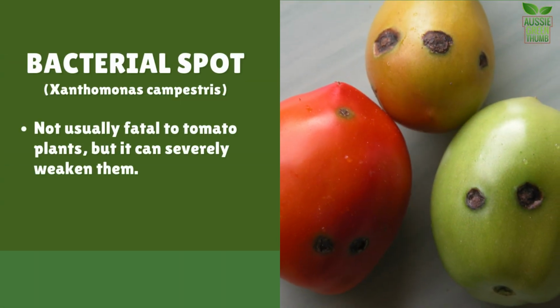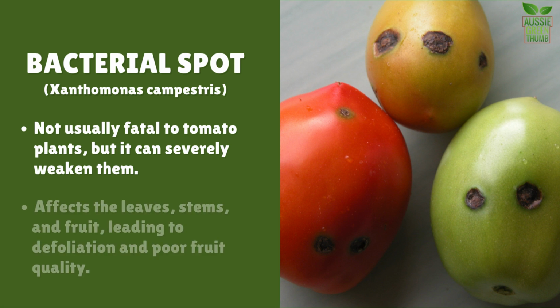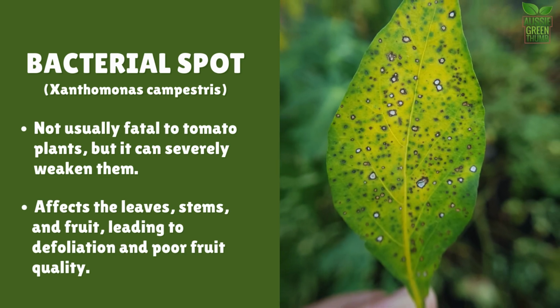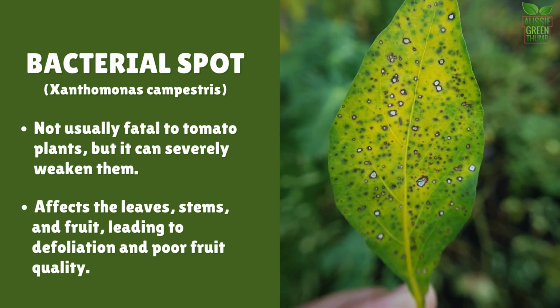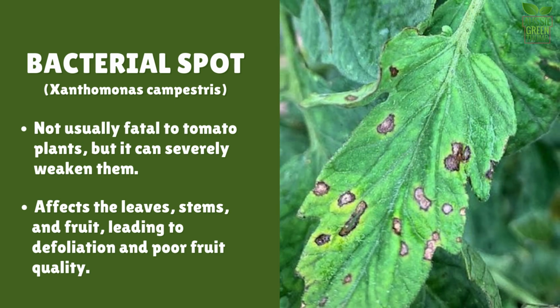Bacterial spot is not usually fatal to tomato plants, but it can severely weaken them. The disease affects the leaves, stems, and fruit, leading to defoliation that can result in poor fruit quality and increased vulnerability to other infections. If left unchecked, bacterial spot can cause extensive damage, but it rarely kills the plant outright.